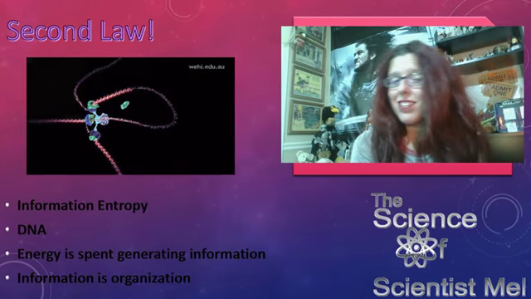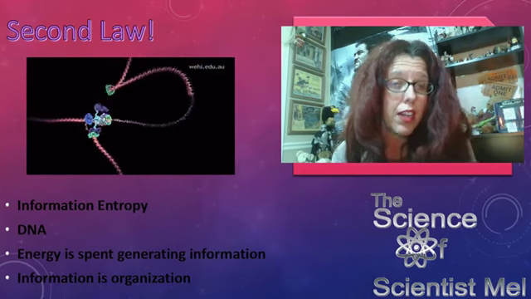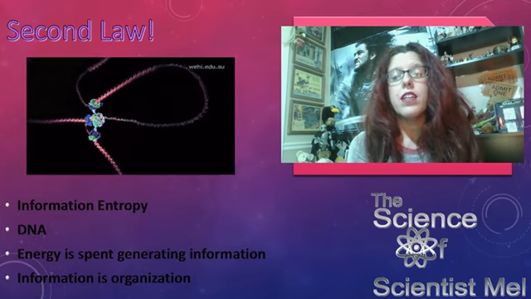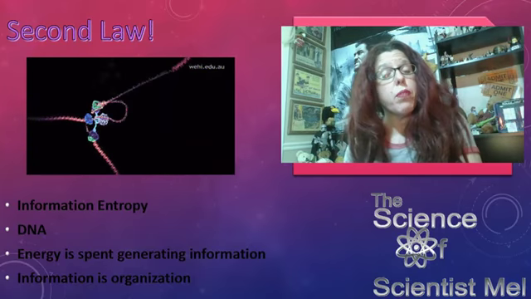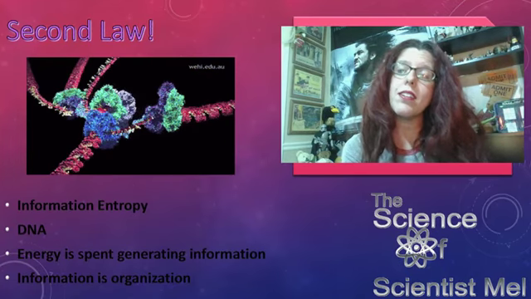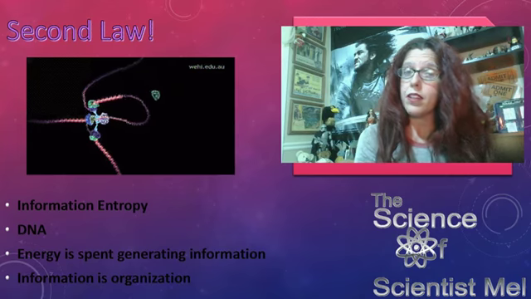Now, information entropy is a thing that's actively studied, and we look at it not only in computer technology, but also in DNA. Energy can be spent generating information, and information is organization. So much like putting water back into an organized state, ice, putting nucleic acids together in a highly organized state known as DNA decreases entropy and increases information.